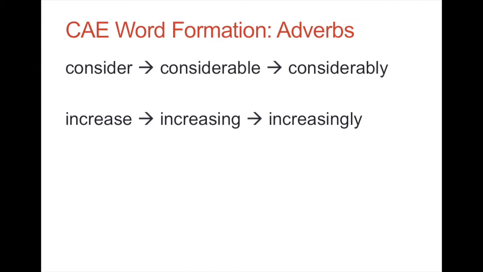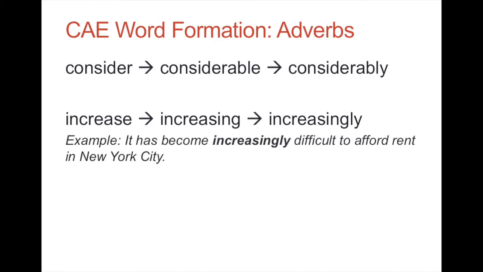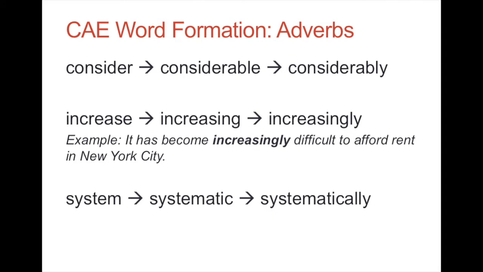Another one, increase. The adjective form is increasing, participle adjective, and then the adverb form is increasingly. It has become increasingly difficult to afford rent in New York City. They love this one. Finally, we have the root word system. Now the adjective form is systematic and the adverb is systematically.